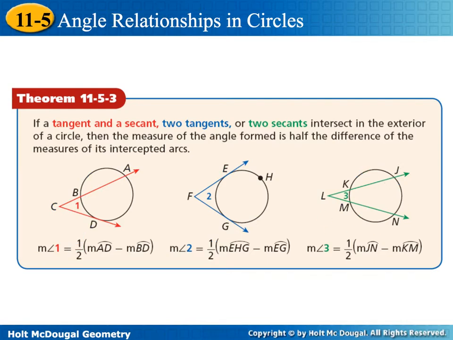You take half, half, half, and you're subtracting the big arc minus the little one, the big one minus the little one, the big one minus the little one. It's always the one opposite of the angle. Since the angle's over here, you take this one, subtract this one. This one, subtract this. This, subtract this.